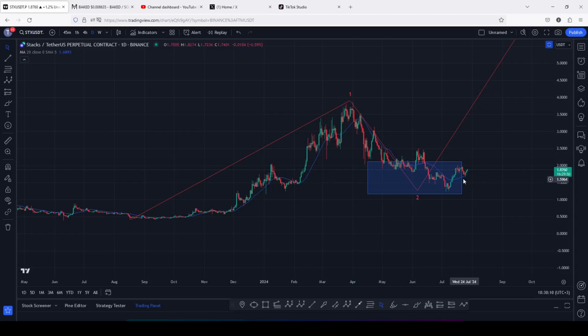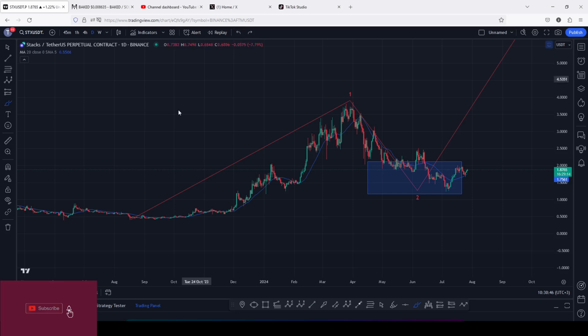Stocks, at the time of this recording, continues to hold above a significant key area of support on the daily, above the 1.16. We are also holding above the 20-day MA here on the daily chart, which is also acting as support. And on today's video, I will be discussing the reasons why we can easily see a 10x here on the stocks chart. So if you're interested in such content, make sure that you stick around till the end of the video.